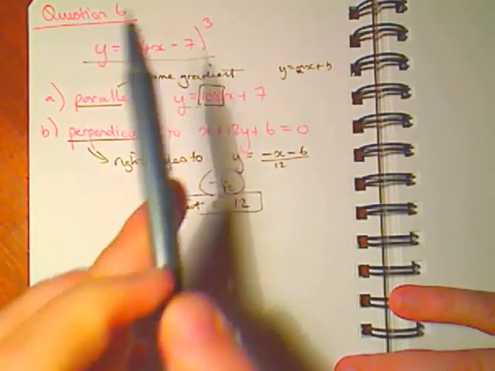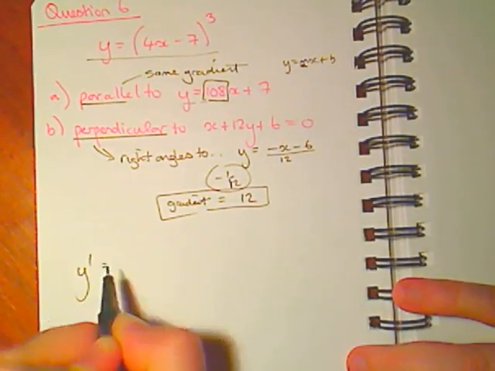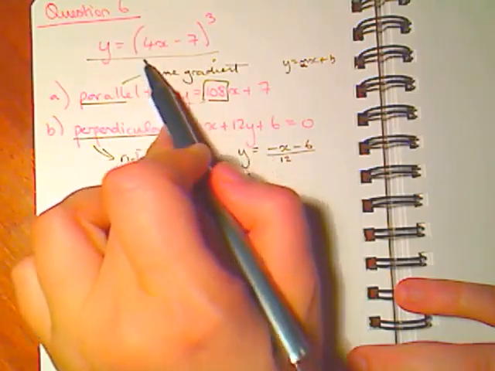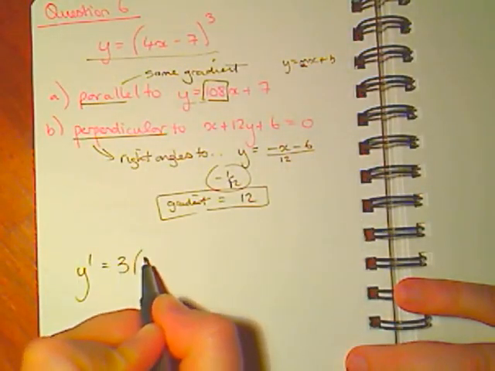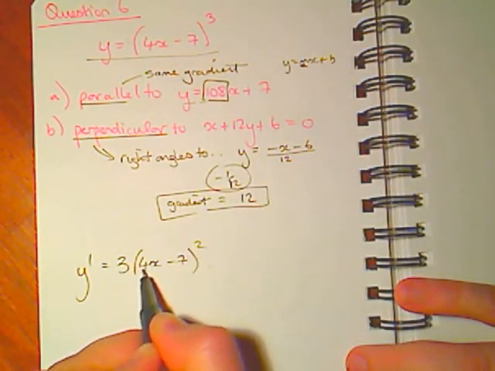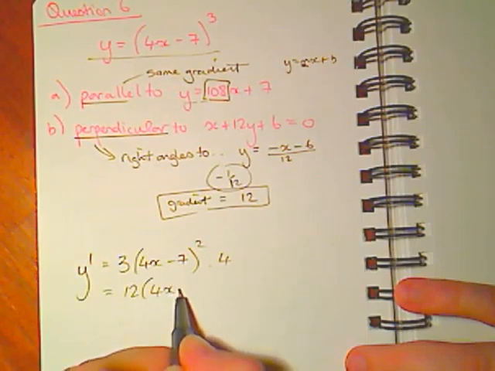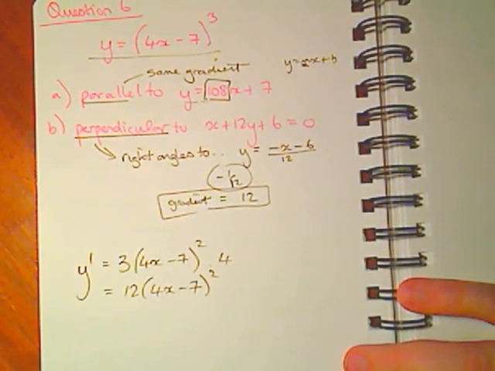I need the gradient function now. So let's find the derivative of that particular function. y dash is, using the chain rule because I've got a bracket and a power, 3 times (4x minus 7) to the power 2 times the derivative of the inside, which is 4. This is 12(4x minus 7) squared.